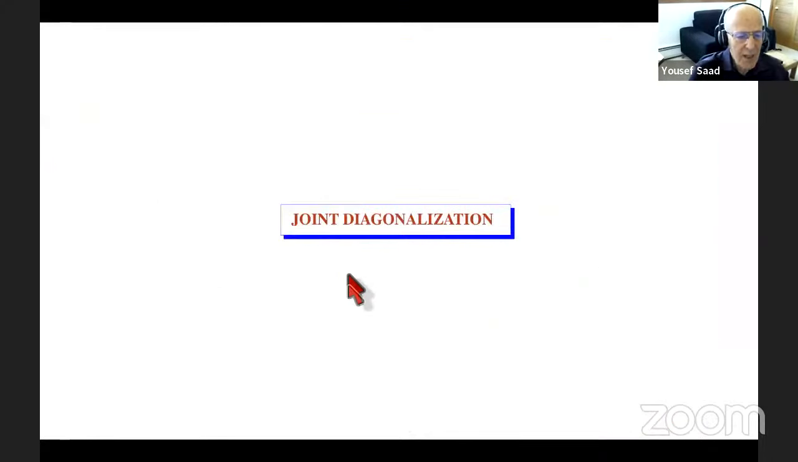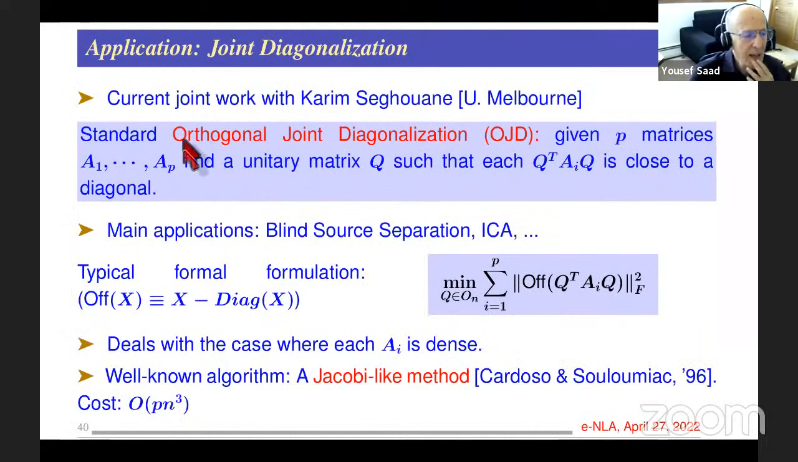Okay. So joint diagonalization. This is actually an interesting problem that I stumbled on by working with a colleague from the University of Melbourne. The problem of joint diagonalization is a very important one in signal processing. What you do is the following. You have a set of P matrices A_i that are symmetric, positive definite actually. These are covariance matrices. And you find a common matrix Q. These are all square now, okay? Such that Q transpose A_i Q is close to diagonal, as close as possible to diagonal, all of them.